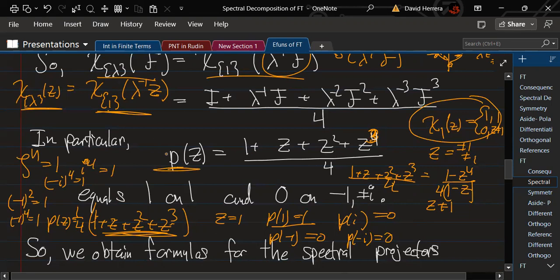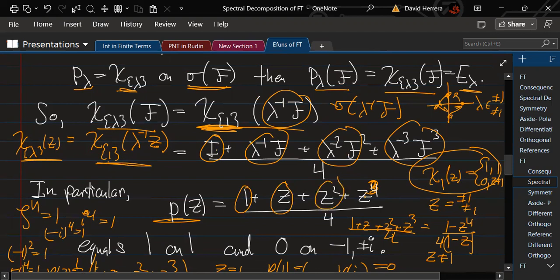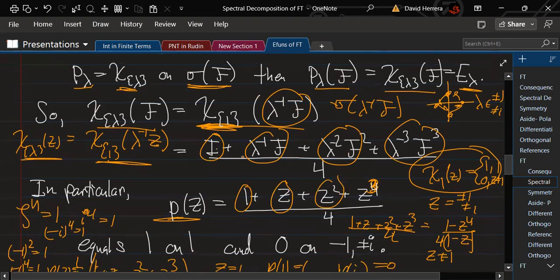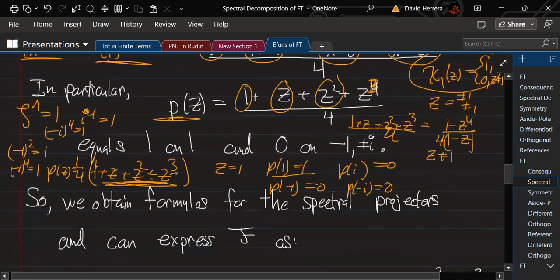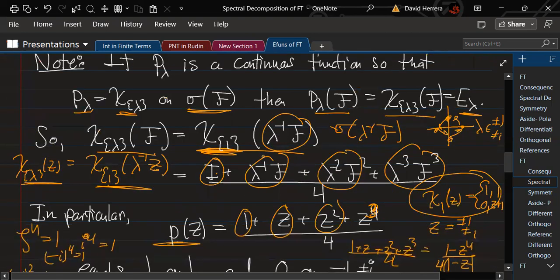So this is p of z. This is going to be a characteristic function here on the set plus or minus 1, plus or minus i. And so what you can do is you can just plug lambda inverse of f into it. Just into here. So the 1 becomes I, z becomes the function, z squared is this, and z cubed is this. So we have formulas for the spectral projections of f. It's just these things right here.